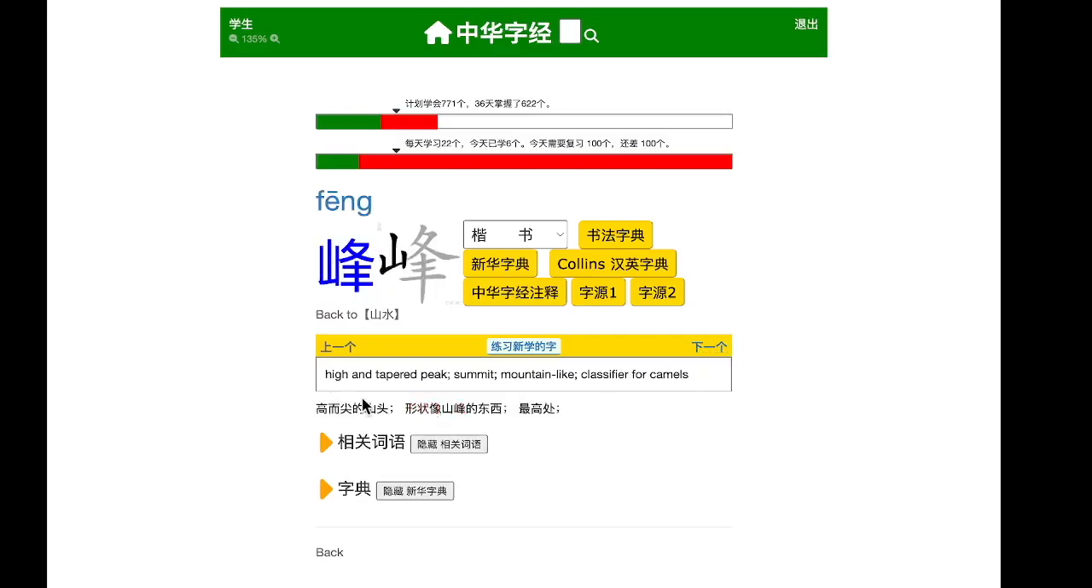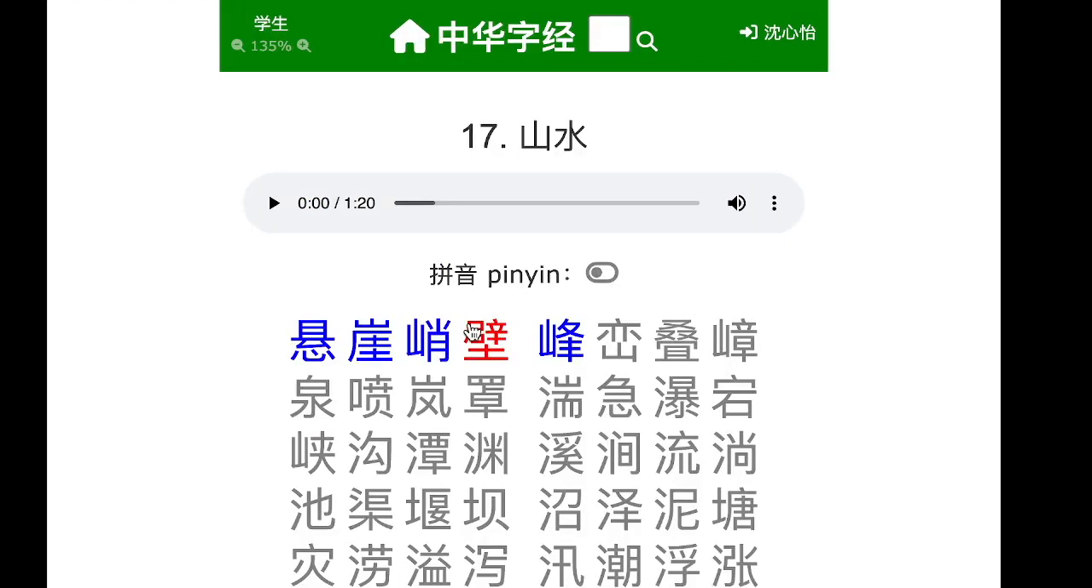峰 is a high and tapered peak, a summit, or anything that's mountain-like. This is also what we use to count camels, because camels have humps, which are kind of like mountains, in a way. So this 峭壁 is also going to refer to cliffs.